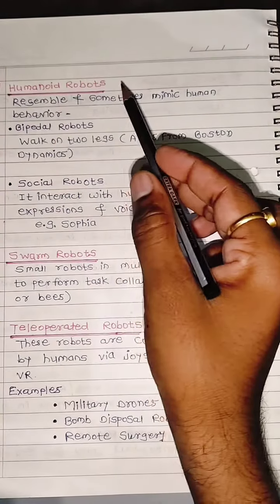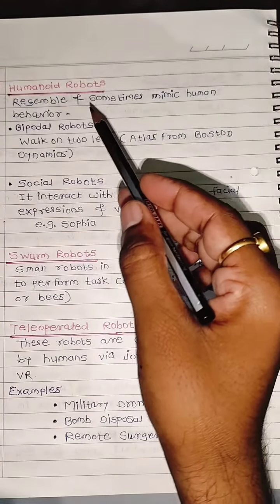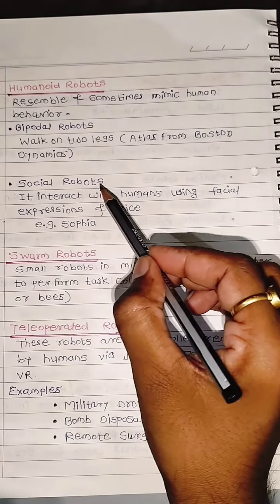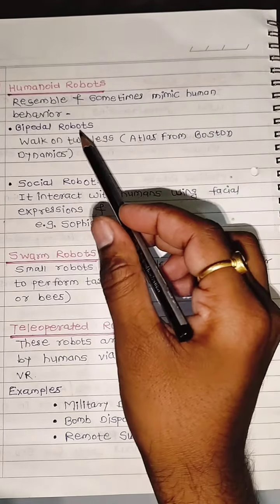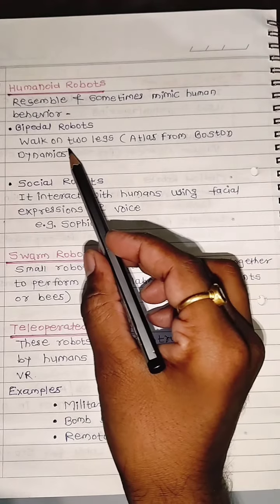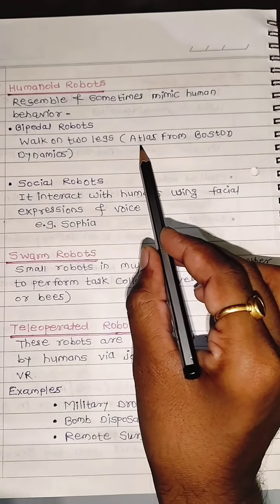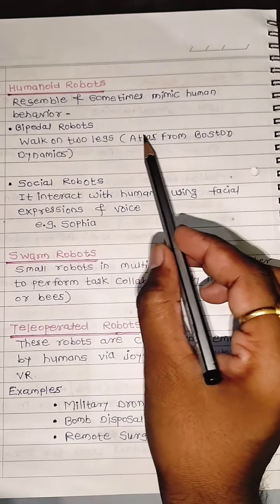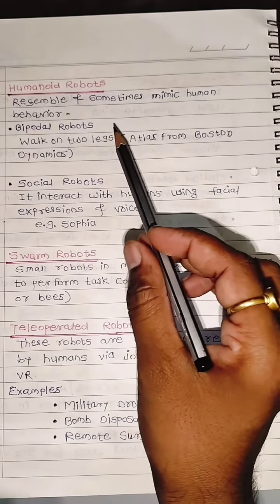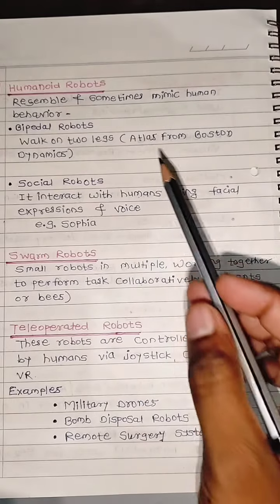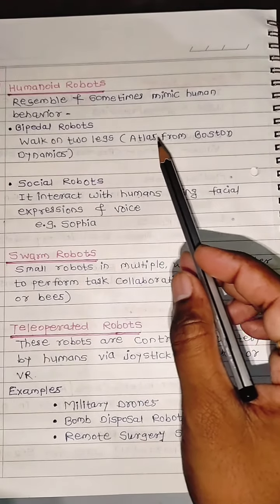The next example of robot is the humanoid robot. Here are some examples: bipedal robots and social robots. The first one is the bipedal robot. These bipedal robots walk on two legs, and an example is Atlas from Boston Dynamics. These humanoid robots resemble and sometimes mimic human behavior, so bipedal robots can be used for this purpose.